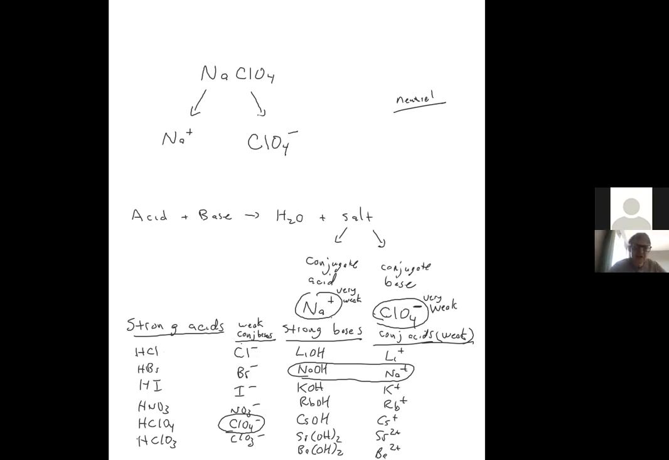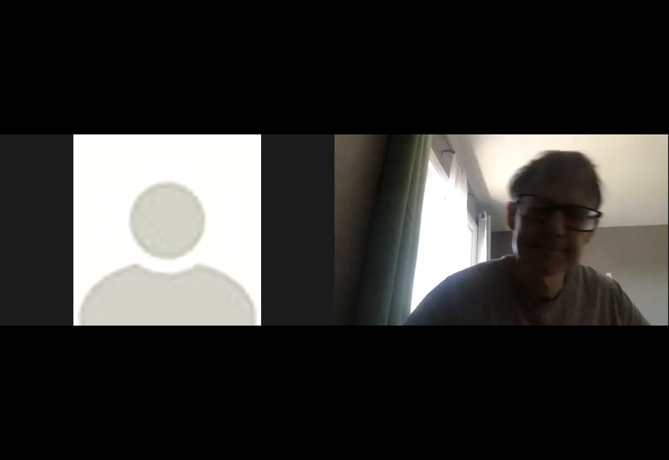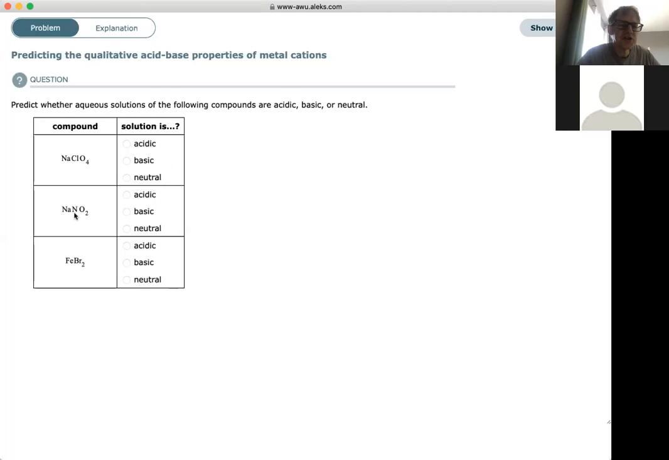All right, let's take a look at the second one on this. The second one is NaNO2. So notice there's your salt, the sodium ion. Again, we already decided that sodium is the conjugate acid of a strong base, so it has no effect on acidity. So the sodium is not going to affect it, so it's not going to be acidic. The only question is, what about this other ion, the NO2 minus? Be careful, this is not NO3 minus, the nitrate ion, this is NO2 minus.